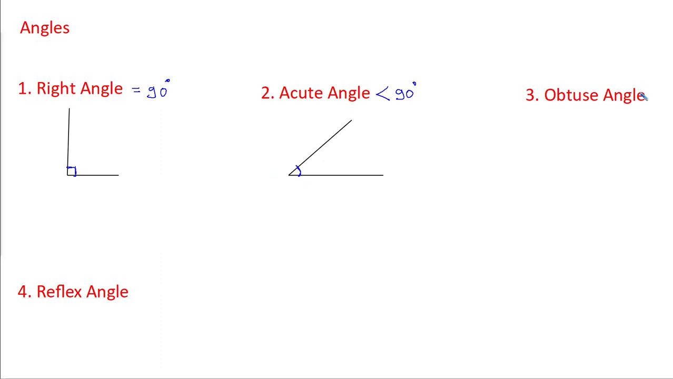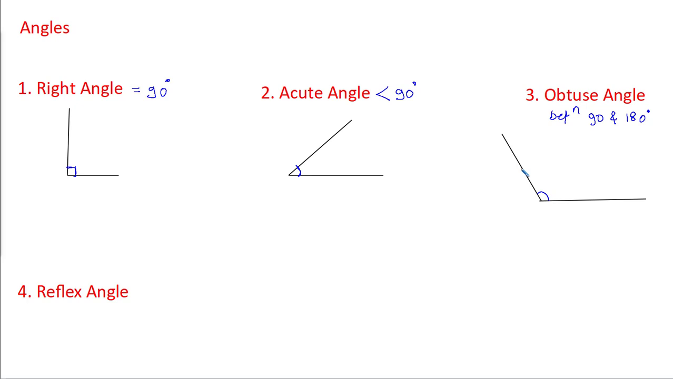Now obtuse angle is an angle whose measurement is between 90 degree and 180 degree. Let's have a look at it. Obtuse angle looks like this. The measurement of this angle is in between 90 degree and 180 degree.